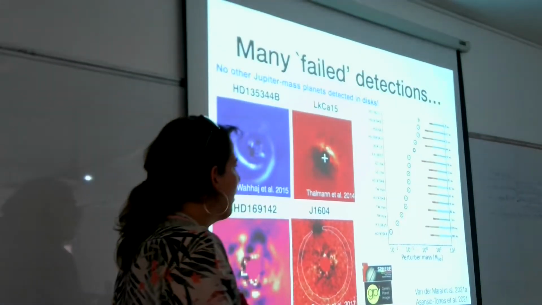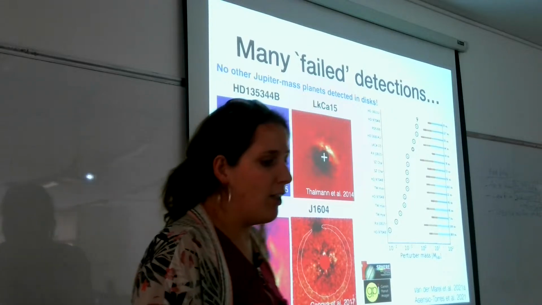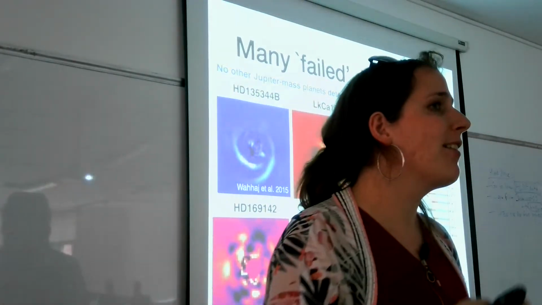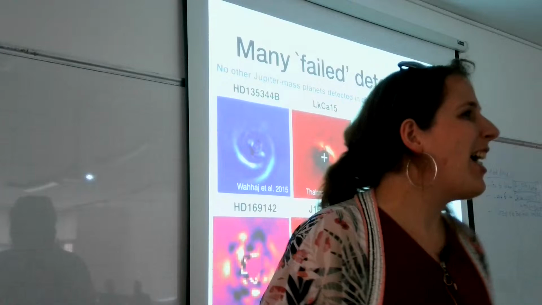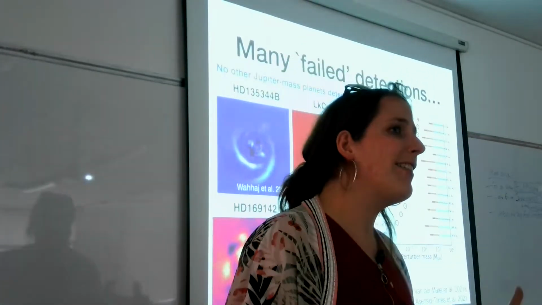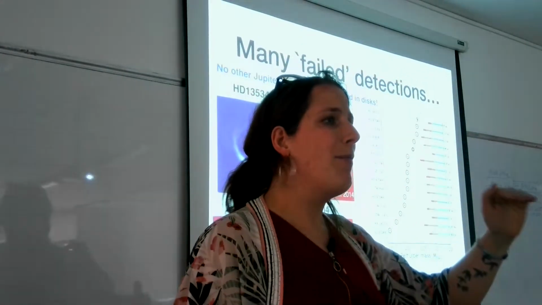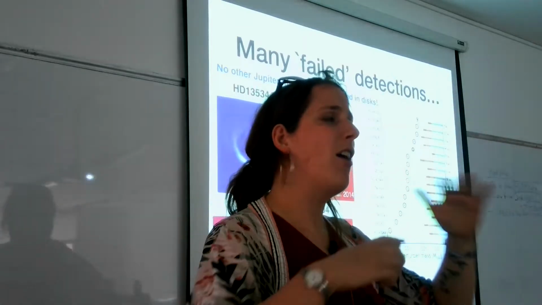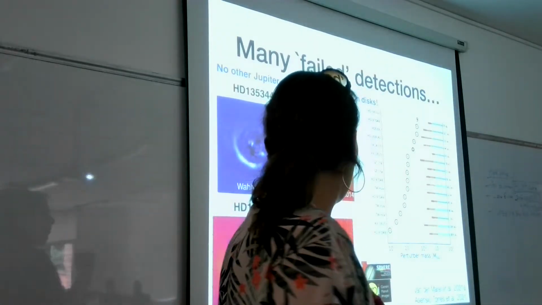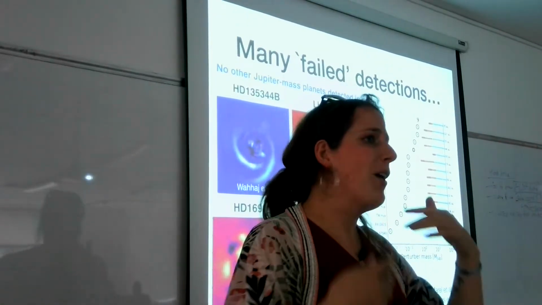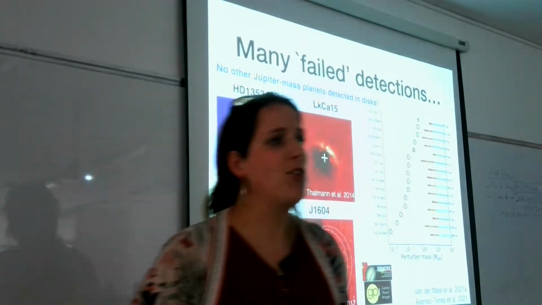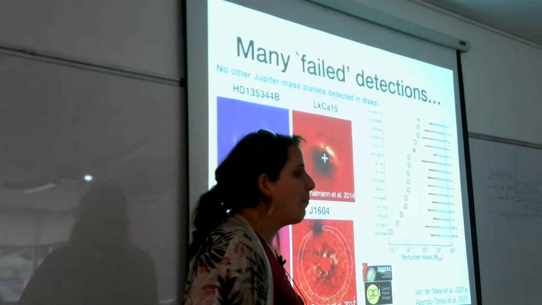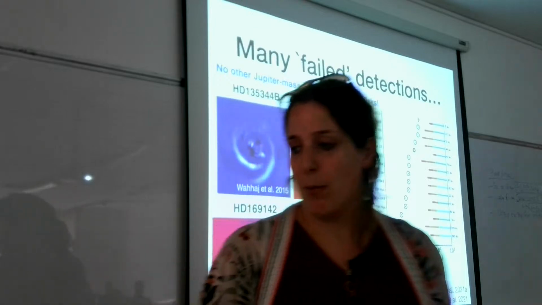And people have tried to put limits on what kind of planet can be present. But it always relies on a lot of assumptions. If you don't detect anything, so you have an upper limit, it becomes a lot more debatable what your upper limit is on your mass, because you have to make too many assumptions about how that planet would look and how bright it would be.